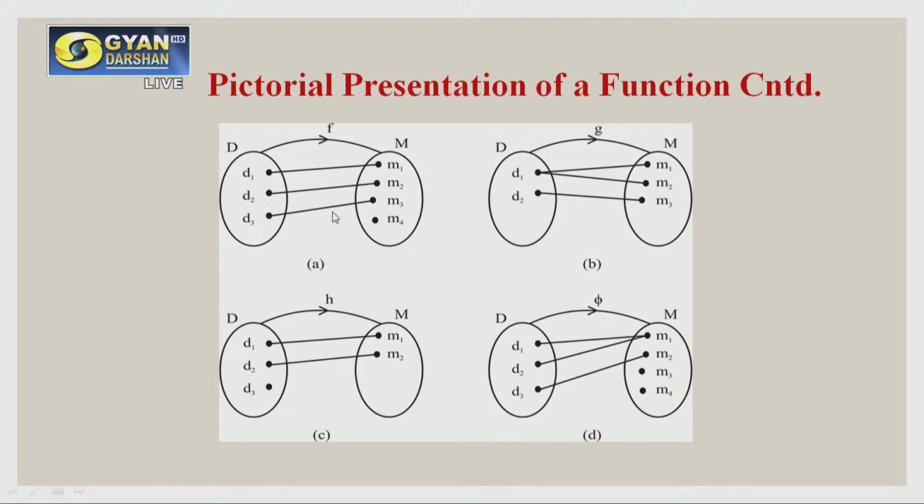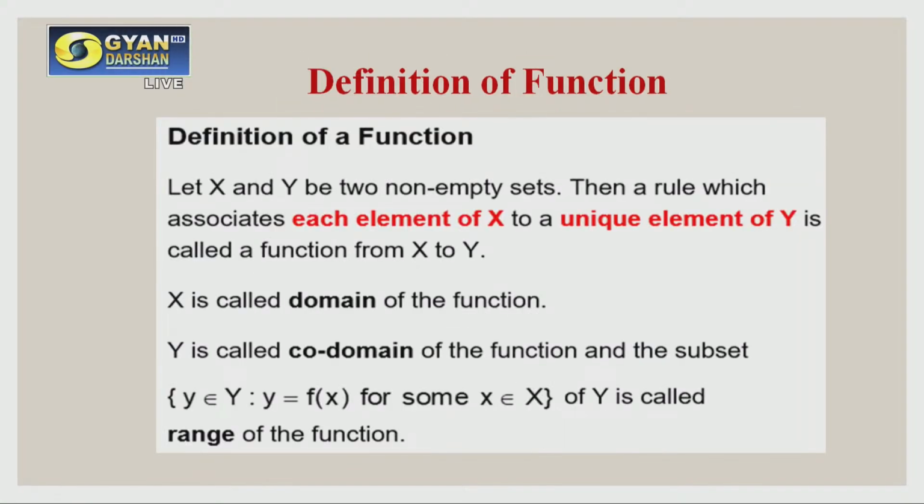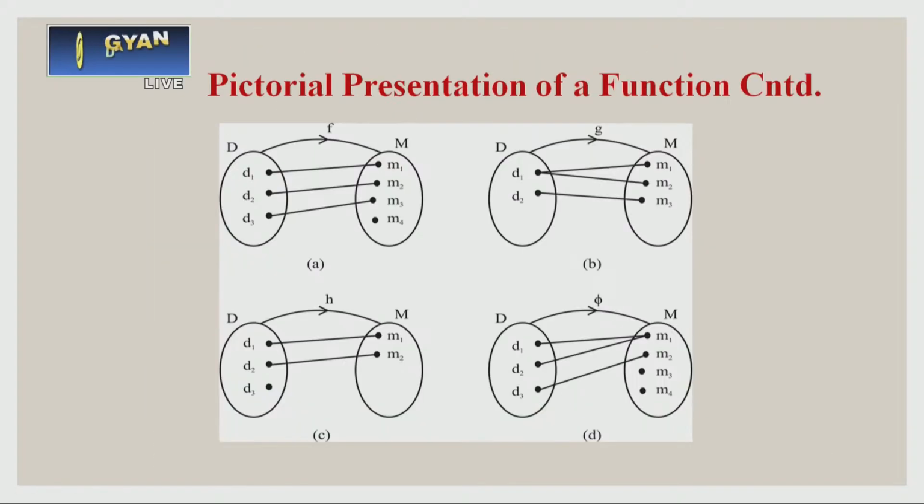The definition of a function says that each daughter should have a mother. That was the first condition. If you go through the definition, each element of X should be associated. Here the elements of X are daughters, so each daughter should have a mother. This is the first condition.